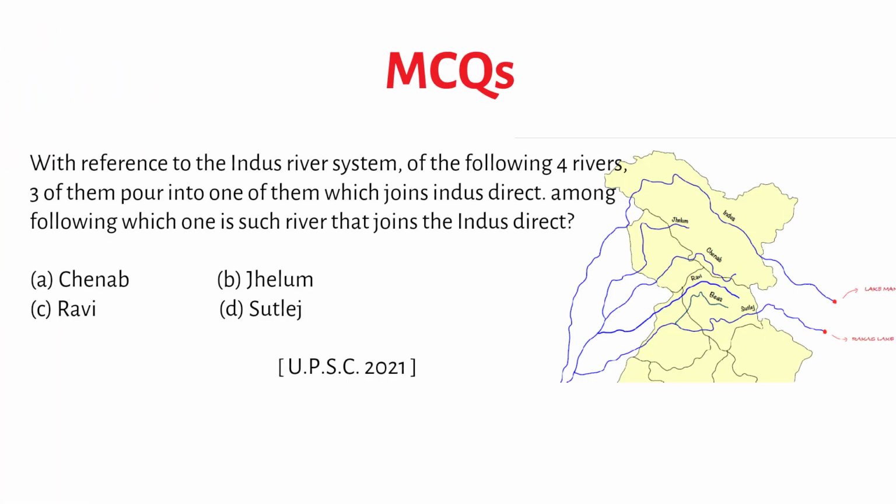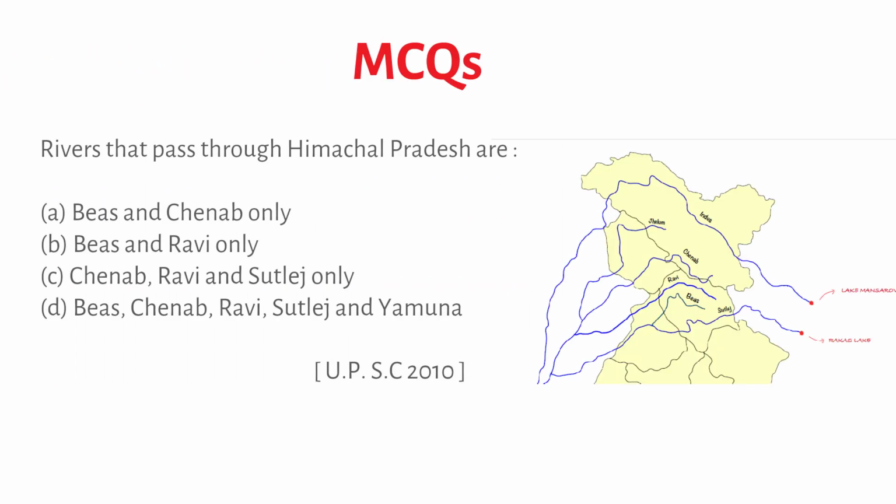Now let's look at the MCQs that are asked from Indus drainage system in all the PSC exams. This question was asked in UPSC 2021. Of the following 4 rivers, 3 of them pour into one and one river joins Indus direct. So which one river joins Indus direct? So we have seen all the rivers join Satluj and Satluj joins Indus direct. So answer is option D, Satluj.